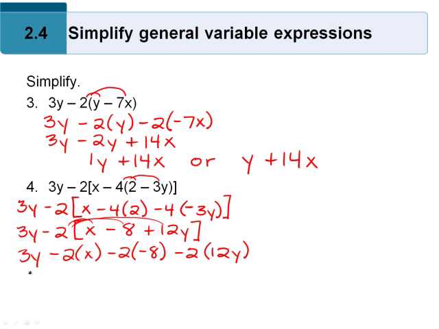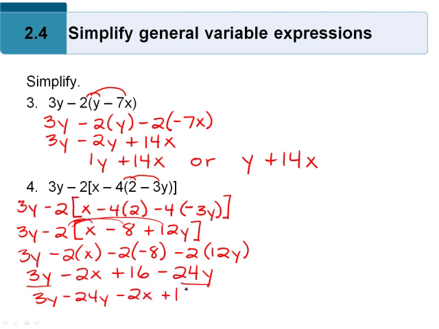Okay? So we have 3y has just been coming down the whole time. Negative 2 times x is negative 2x. Now a negative times a negative is going to be a positive 16. And negative 2 times 12y is negative 24y. Now, let's see. We have two terms that have y's in them. That's it for like terms. So we have 3y minus 24y minus 2x plus 16.